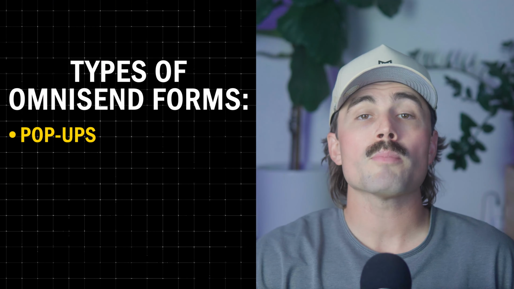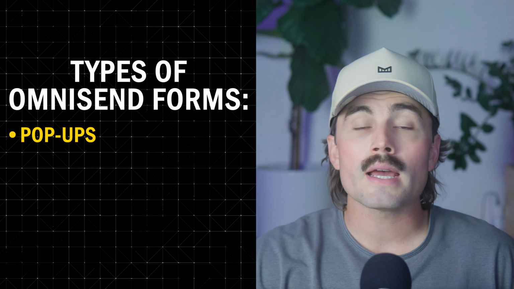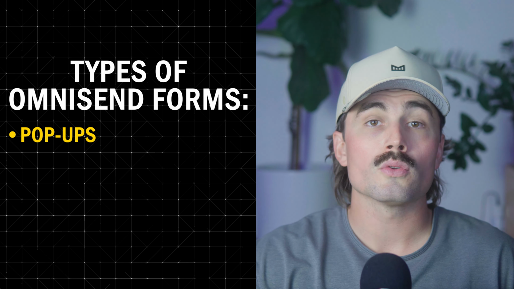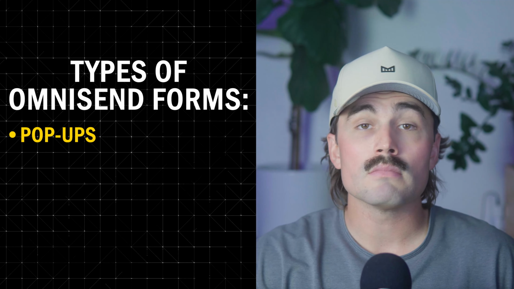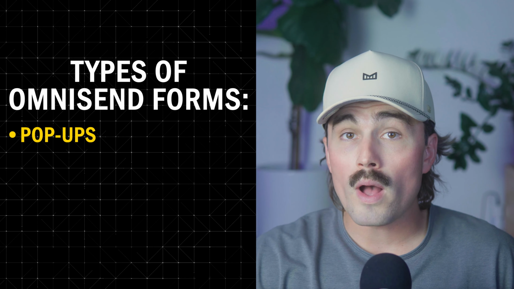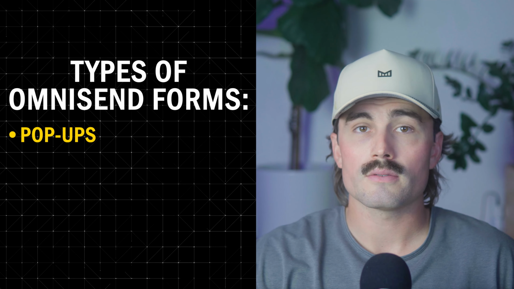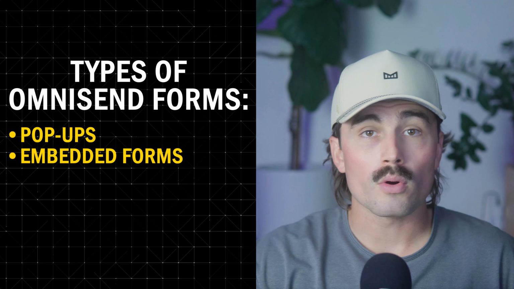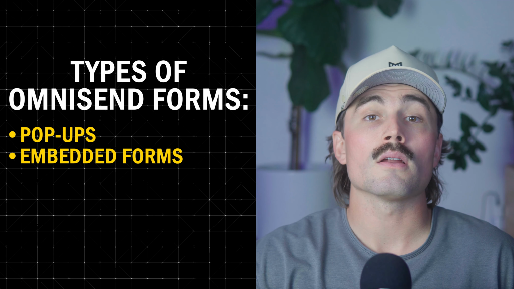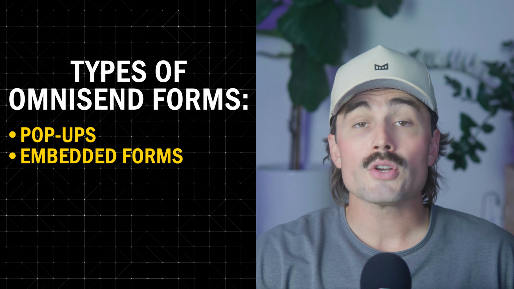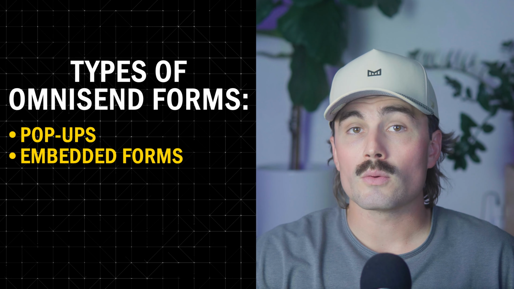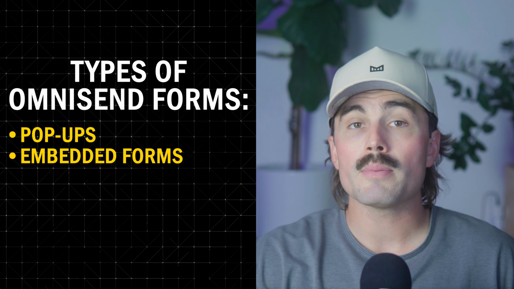Number one, pop-ups. These are your standard email collection tools. They slide into view after someone's been on your site for a few seconds or scrolled a certain percentage of a page. You can set the timing, the design, and even who sees them. These tend to perform well if they're not too aggressive. Number two, embedded forms. Now, these live right on your website, usually in the footer or maybe on the home page. They're subtle, but they're always there, which is perfect for people who hate pop-ups.